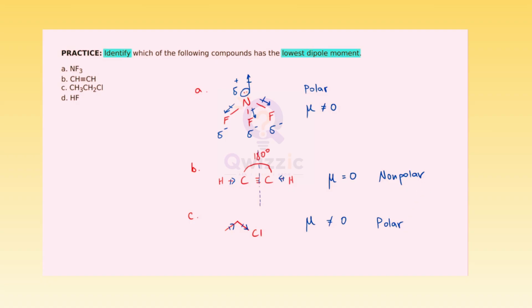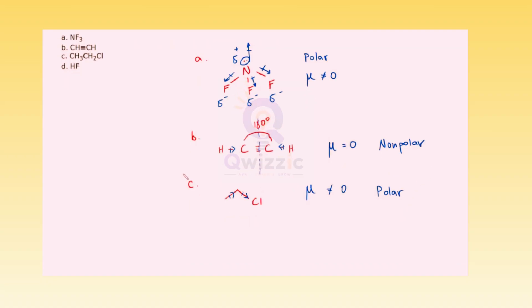And finally, we have hydrogen fluoride. Hydrogen fluoride is a linear structure because it consists of 2 atoms. Fluorine is more electronegative than hydrogen, so a dipole moment exists. It's non-zero. Since fluorine is more electronegative than hydrogen, hydrogen gets a partial positive charge, and therefore the net dipole moment is not 0, and the structure is polar.